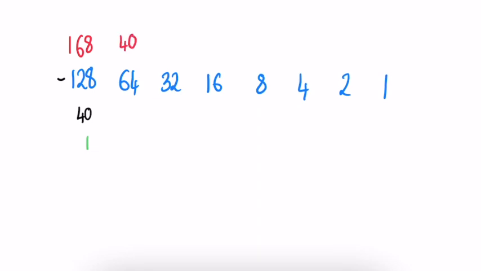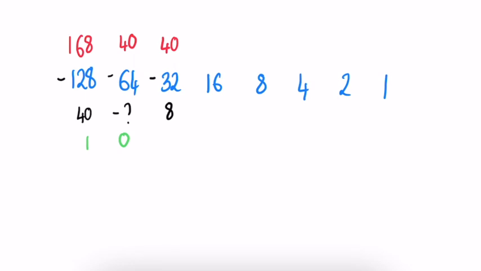I'm then going to subtract 64 from 40. That is going to give us a negative answer. Doesn't matter at this point what the negative answer is, but I can't have negative answers. So I'm going to put a 0. I'm then going to carry the 40 down again. And this time I'm going to subtract 32 from 40. And this will give me the answer 8.